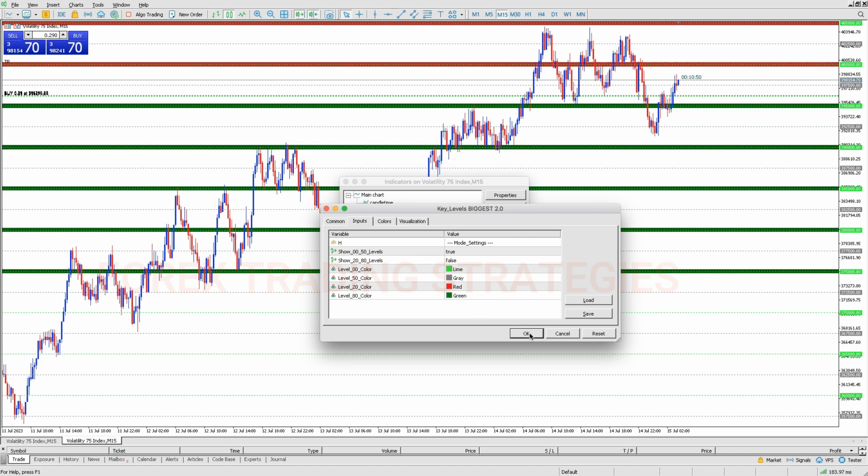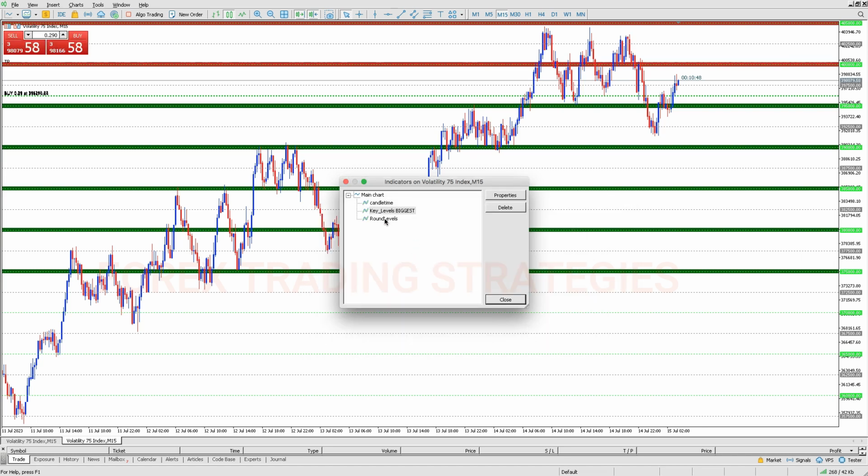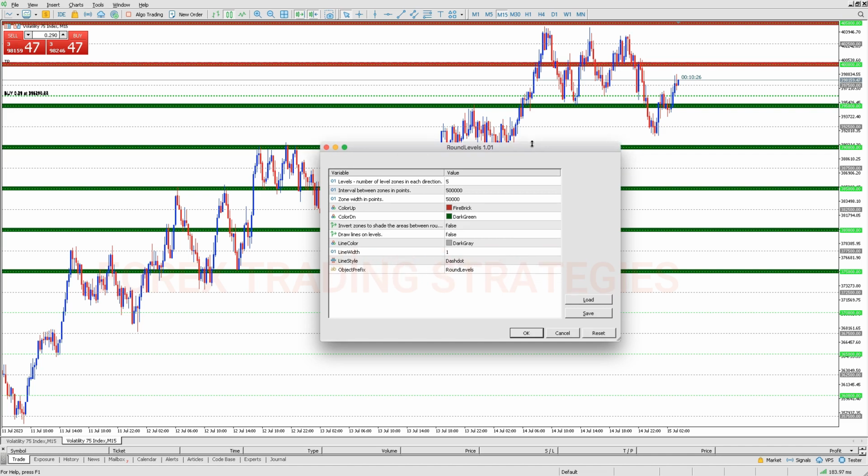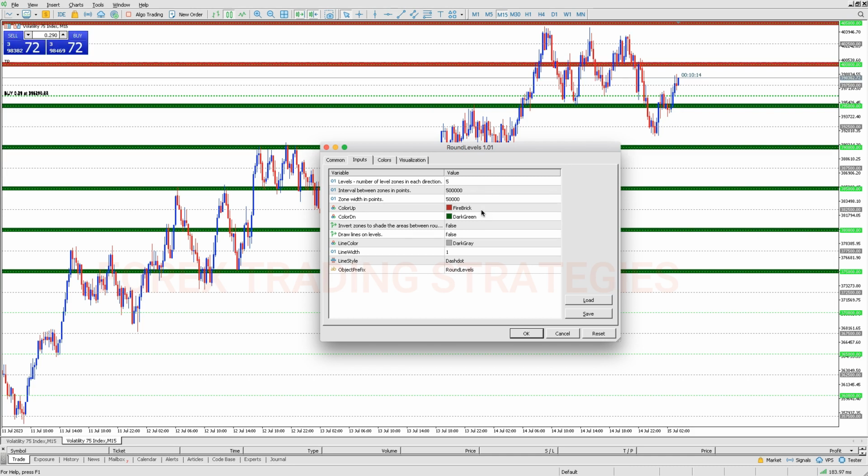Then the last indicator will be round levels. It's this thick green, thick red indicator. It shows me my major levels, the major levels that I am watching. If we go in there and go to properties, let me just increase the size of this. These are the settings that I'm actually using.